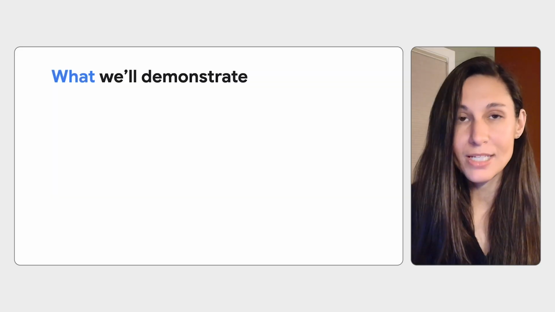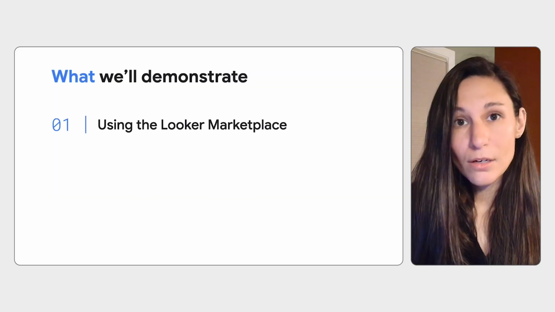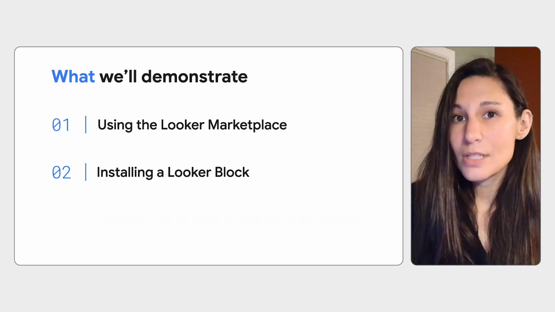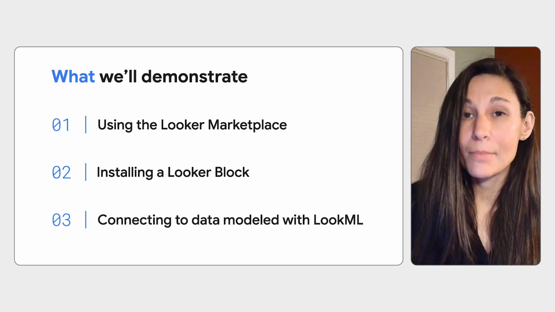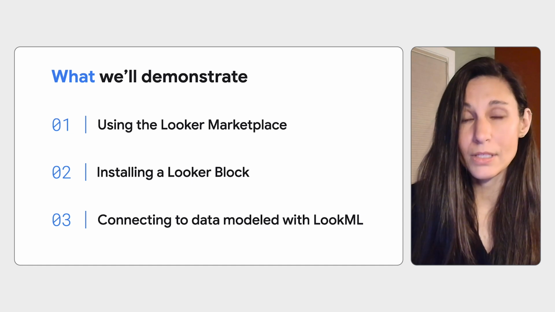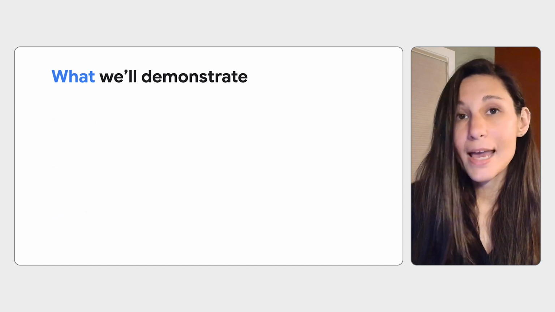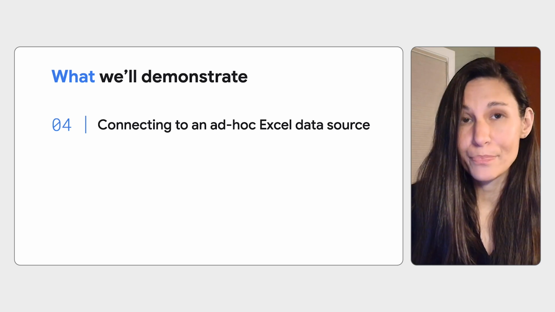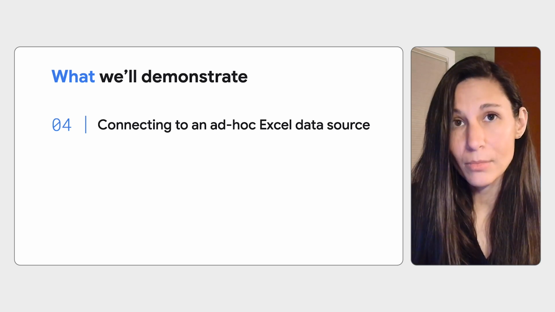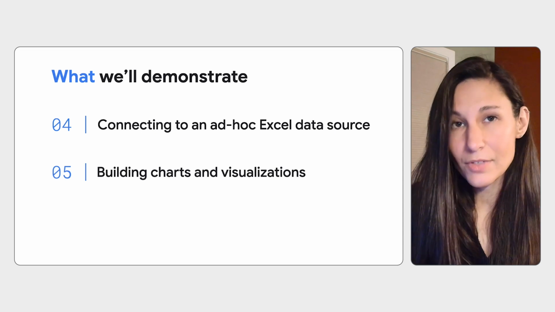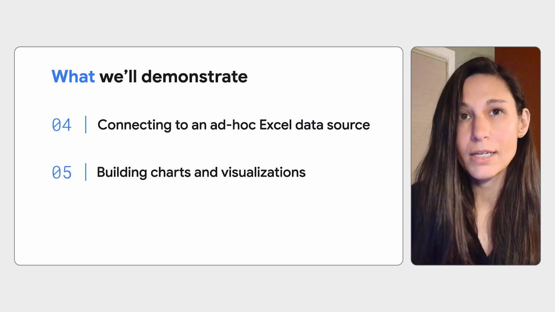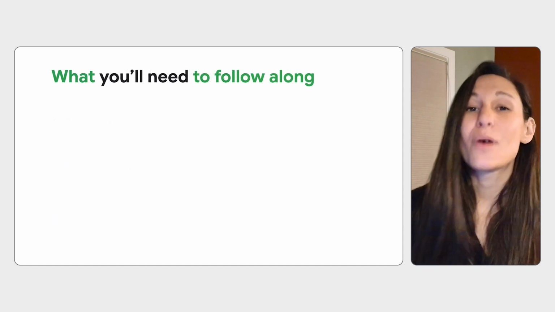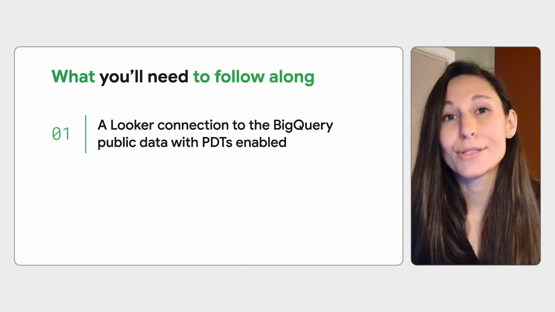What we're going to demonstrate today is using the Looker Marketplace to install a Looker block. Then we're going to use that Looker block to connect data modeled with LookML in Studio in Looker. We're going to then pull ad hoc data from Excel into that report, something you haven't been able to do with Looker before. Then we're going to build charts and visualizations with those two connected sources, and then save and share the report.